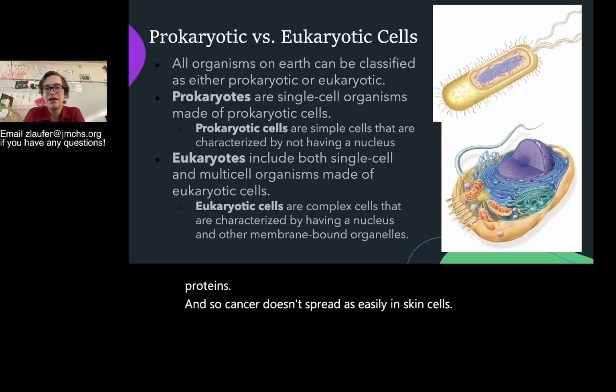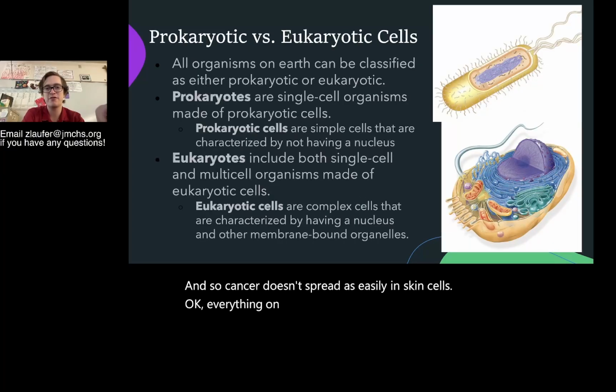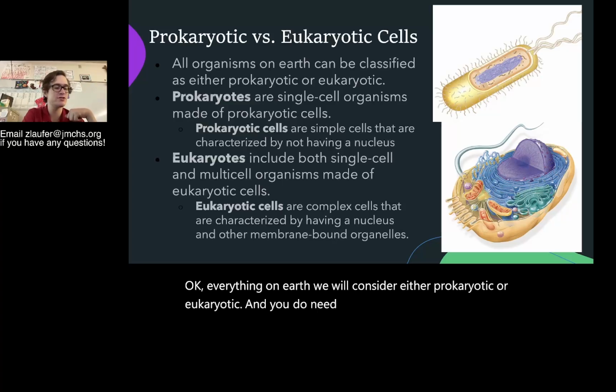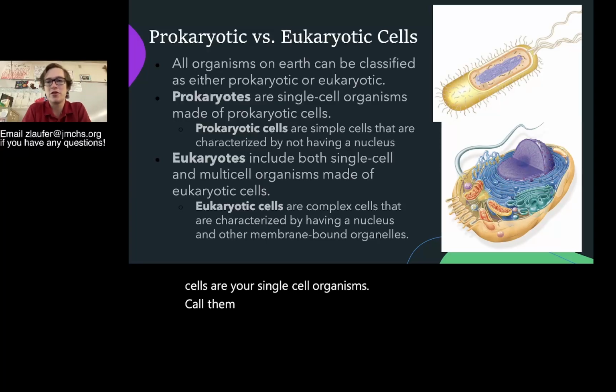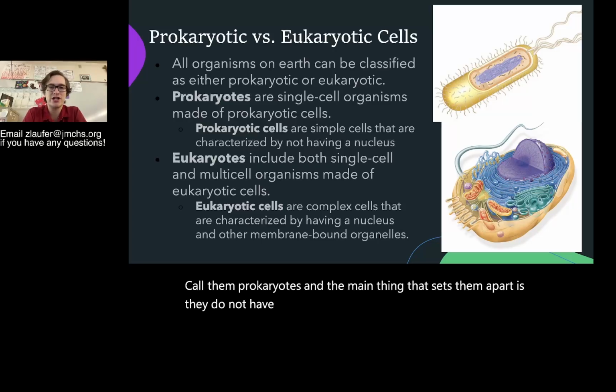Okay. Everything on Earth we will consider either prokaryotic or eukaryotic, and you do need to know the difference. So prokaryotic cells are your single cell organisms. I call them prokaryotes, and the main thing that sets them apart is they do not have a true nucleus. They still have genetic material. It's just not in its own compartment in the nucleus.